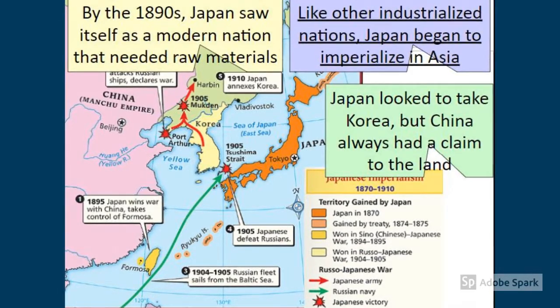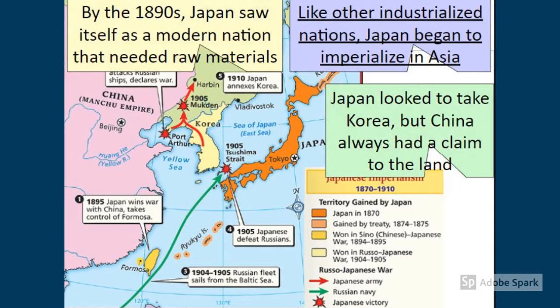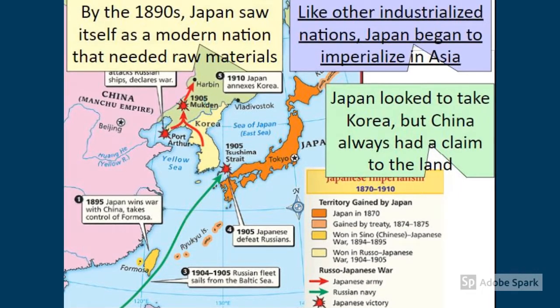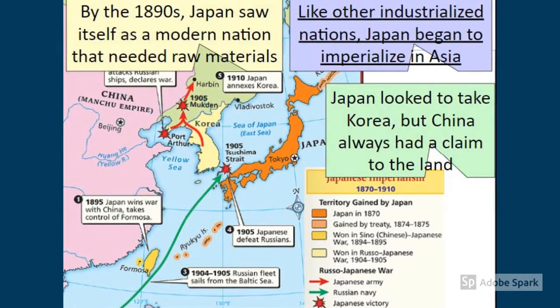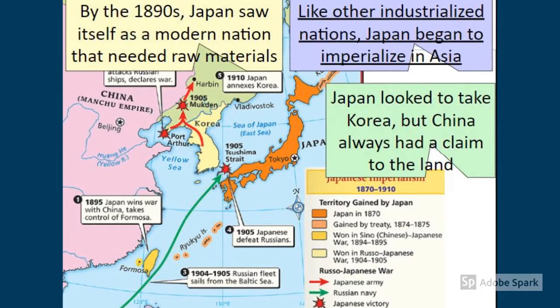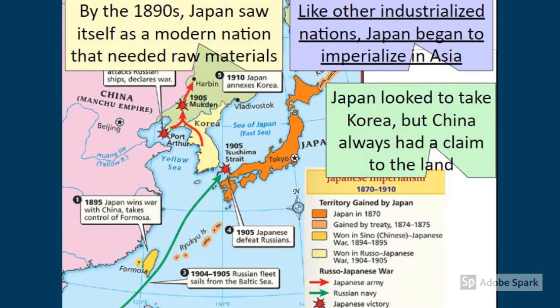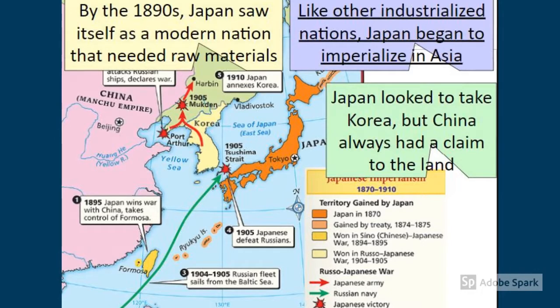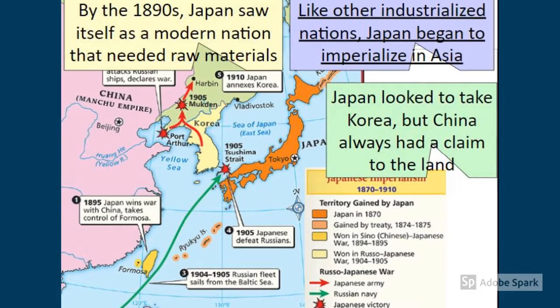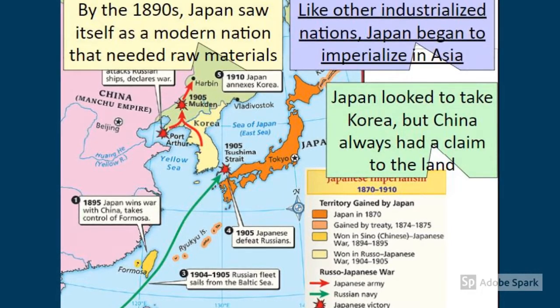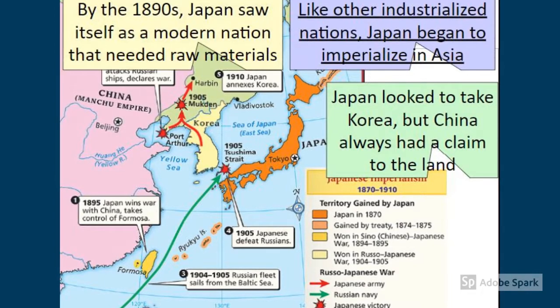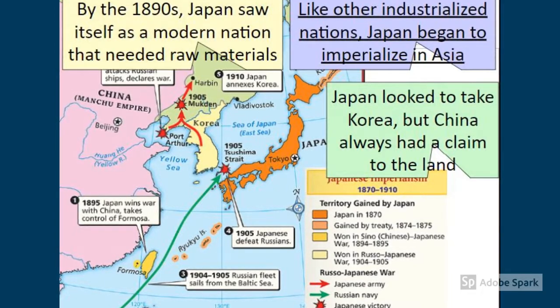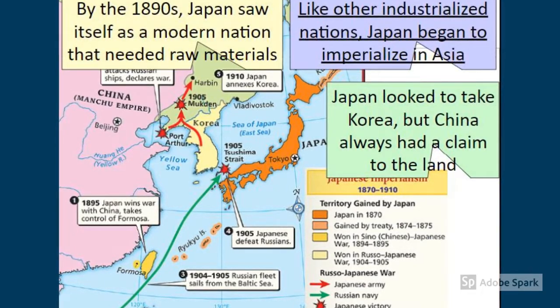So by the 1890s, Japan saw itself as a modern nation with lots of factories. And if you have factories, you need a large supply of natural resources to keep them running. Japan decided they needed more raw materials. So they just started to do what the West had been doing for about 100 years now. They started looking for places in Asia to take over and imperialize.